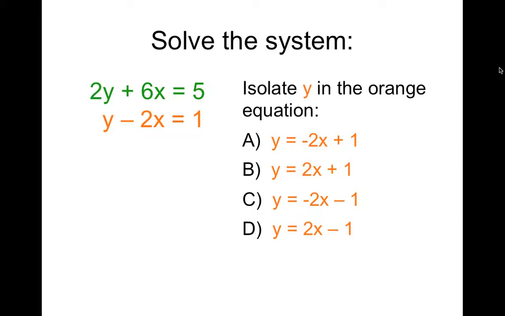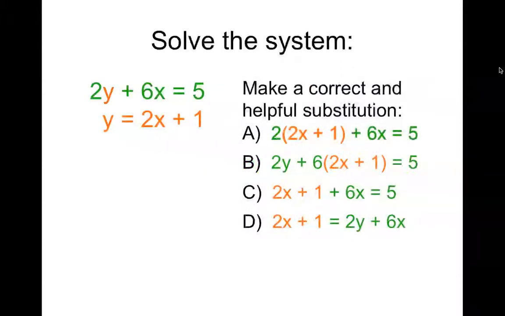The easiest thing to do is to take that second equation, the orange one, and get the y by itself. So what would it look like if you isolated y in the second equation? In order to get y by itself, you would need to add 2x to both sides. Now that we've rewritten the second equation as y equals 2x plus 1, we can replace the y in the first equation with 2x plus 1. Which choice represents the appropriate substitution?